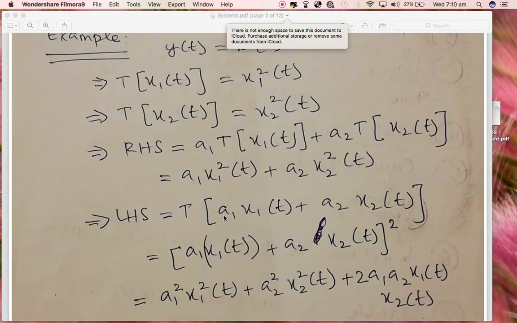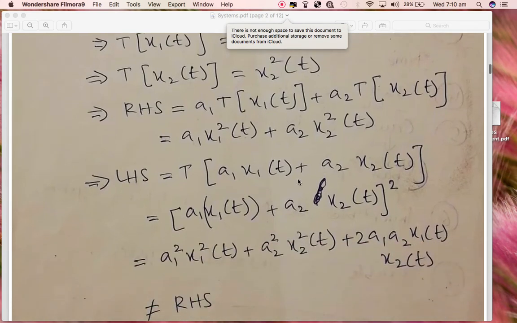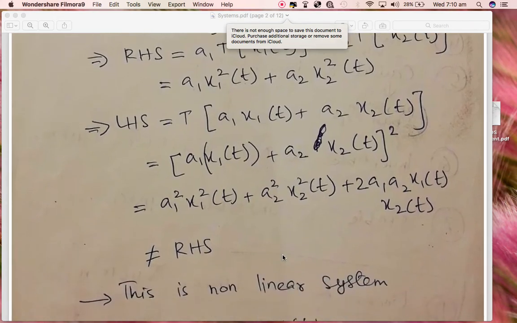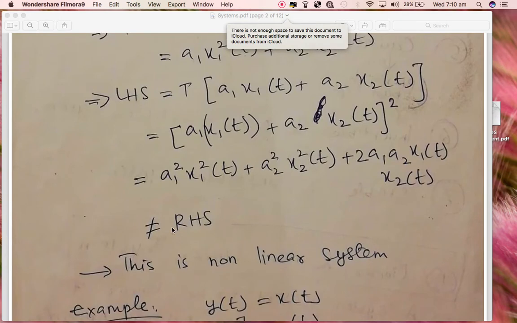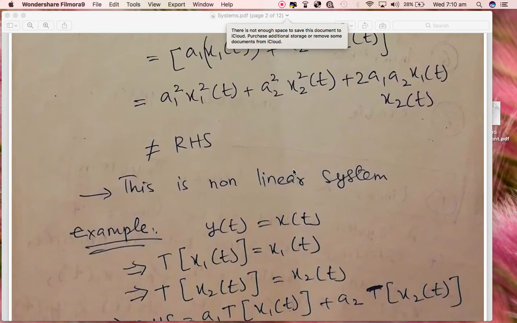So we take the left hand side, and we see what kind of transformation this system is doing: it is taking the square of the input. So this is an input, and when its square is taken, the whole square comes outside. And then we have the (a+b) whole square formula, which is needed to simplify that equation. And we see that this left hand side is not equal to the right hand side, so we can say that this system is a nonlinear system.